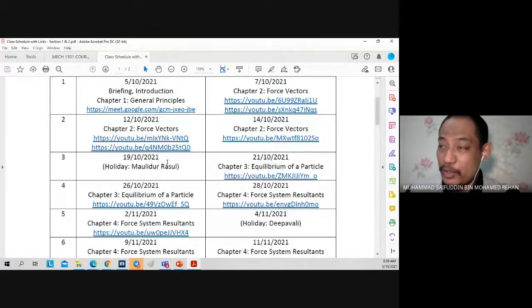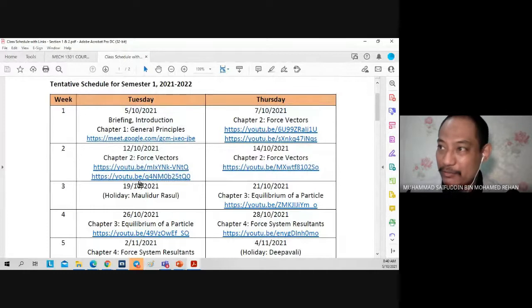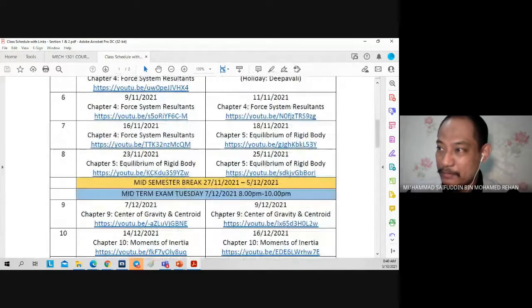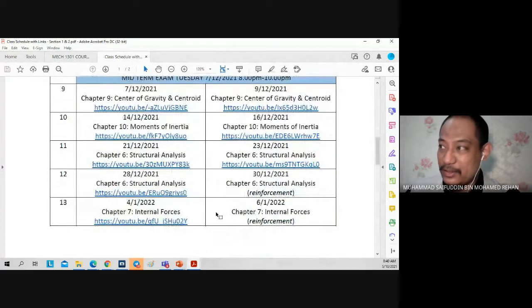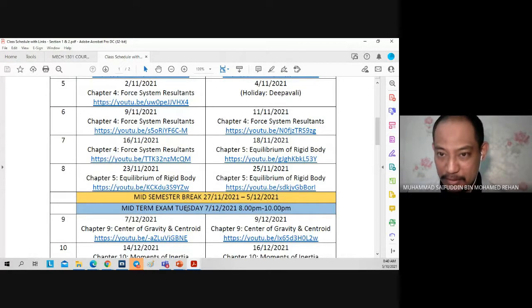So we also have some holidays here. Interestingly, when I look at the schedule for Tuesday and Thursday, we have a number of holidays that coincidentally fall on Tuesday and Thursday this semester. So we have Maulidur Rasul here, Deepavali here. Anyway, another date that is important is this one. Originally we put this date as the midterm exam, so it will actually be after the mid-sem break.